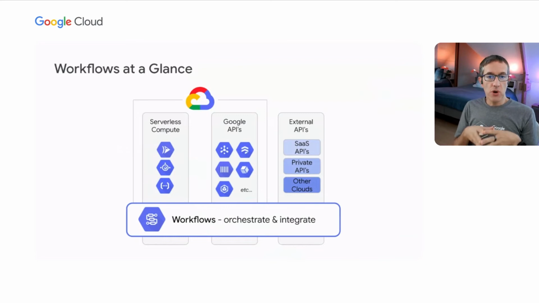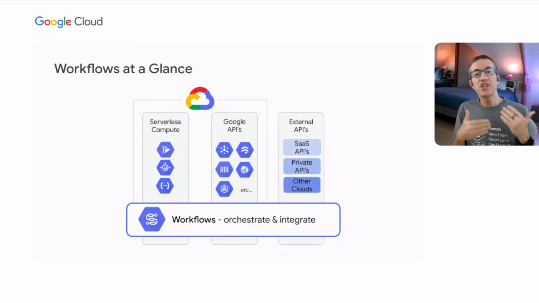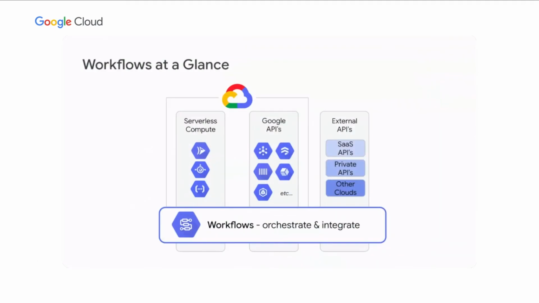Workflows is a solution to orchestrate Google Cloud and HTTP-based API services, including third-party. It doesn't have to be something solely hosted on Google Cloud. And to tie them into serverless workflows. It's about automating complex processes.